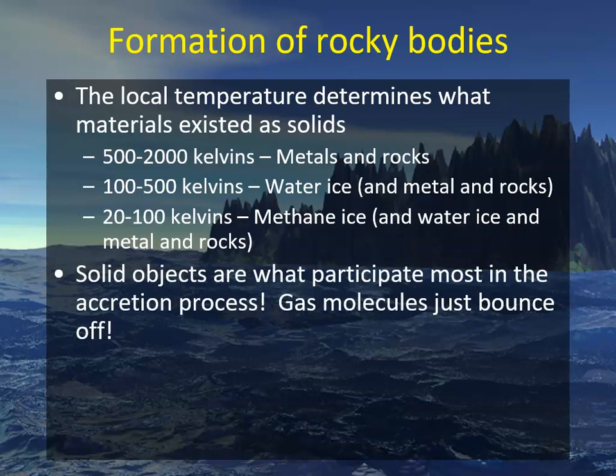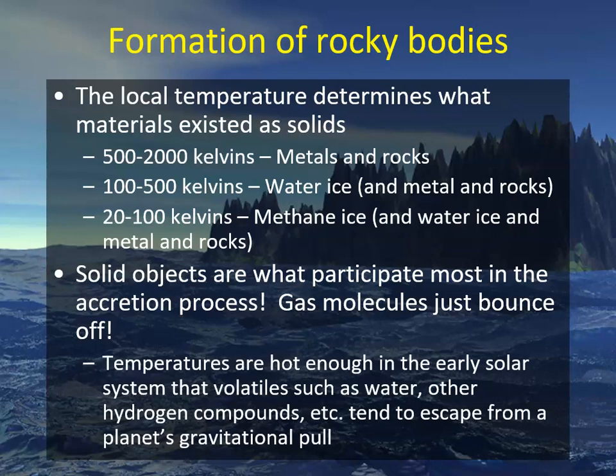Now, solid objects, again, are what participate in the accretion process, whereas gaseous molecules just bounce off, unless the object already has enough mass to hold on to those gaseous molecules and form an atmosphere. That's why Jupiter and Saturn are so much more massive than everything else, because they accumulated so much more mass quickly enough that they were able to pull in a lot of that hydrogen and helium that was the dominant stuff in the early solar system. In fact, everywhere, because remember, hydrogen and helium are the most common elements in the universe.